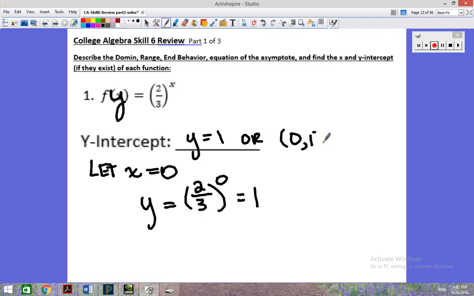If you were graphing this and you know it's a decreasing function, then you know that it's intercepting the y-axis, and the coordinates of this point are (0, 1). Alright.